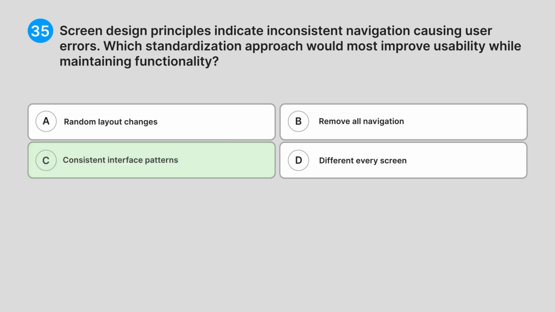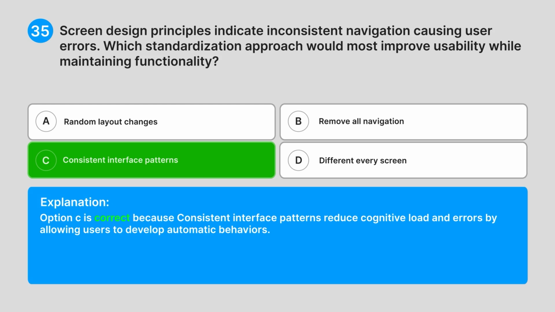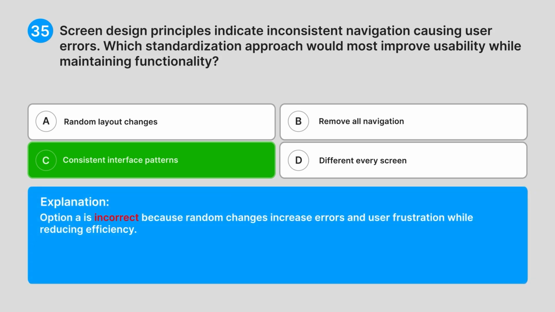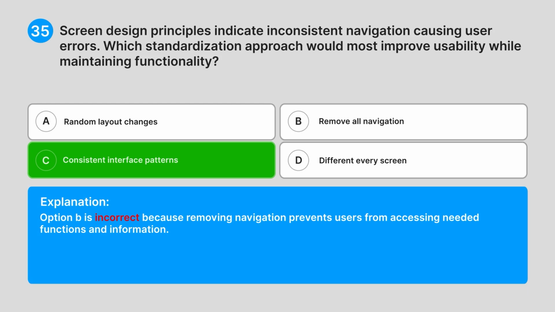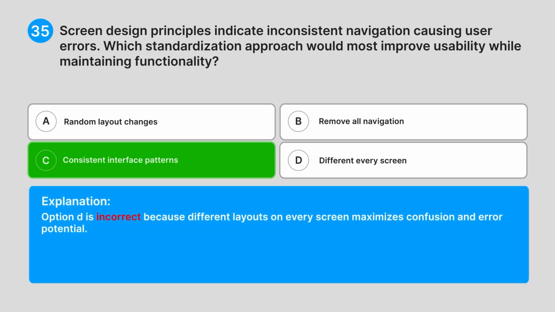Correct answer, C. Consistent interface patterns. Explanation. Option C is correct because consistent interface patterns reduce cognitive load and errors by allowing users to develop automatic behaviors. Option A is incorrect because random changes increase errors and user frustration while reducing efficiency. Option B is incorrect because removing navigation prevents users from accessing needed functions and information. Option D is incorrect because different layouts on every screen maximizes confusion and error potential.